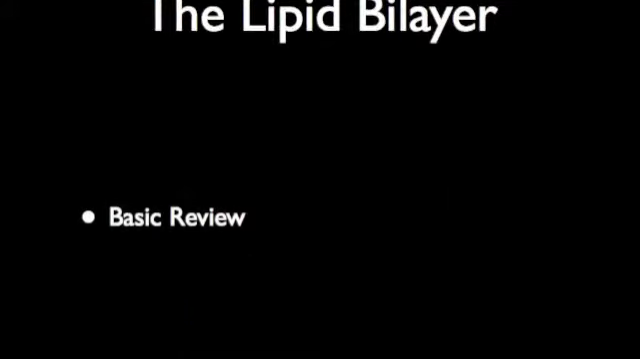The lipid bilayer. This should be a review because we basically covered this in the second unit. The proteins and lipids in the cell membrane form a lipid bilayer that includes phospholipids. In the lipid bilayer, the hydrophilic, water-loving heads of the phospholipids face outward, and the hydrophobic, water-fearing tails face inward.